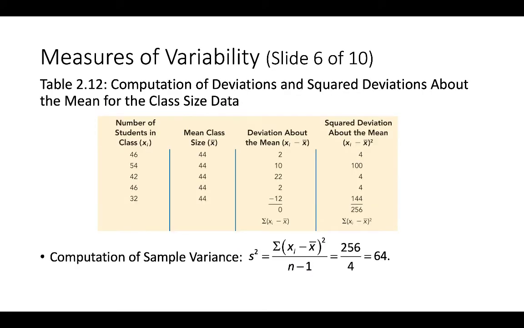Here's an example of calculating variance for a small sample of 5 values. The mean of this sample is 44. We subtract the mean, 44, from each value, and then you square each of these differences, and then you add up the squared values. After that, you divide by the sample size minus 1, and the result is 64. So the variance is 64.